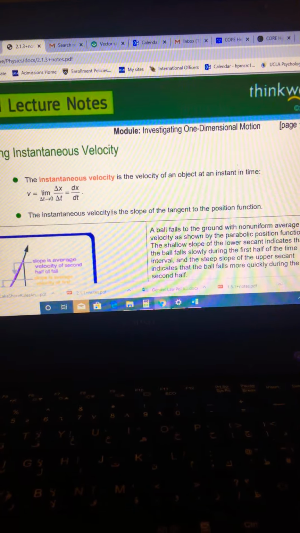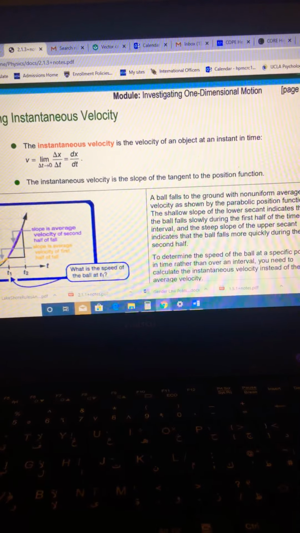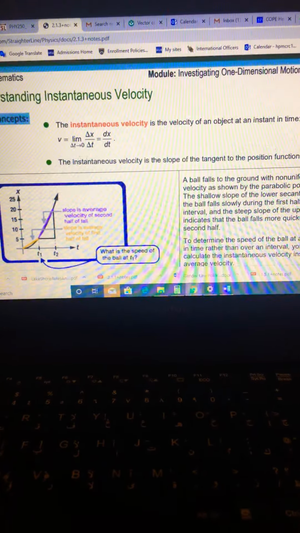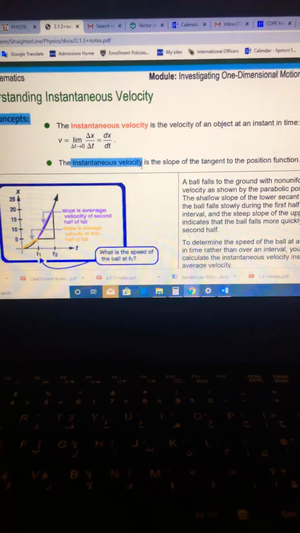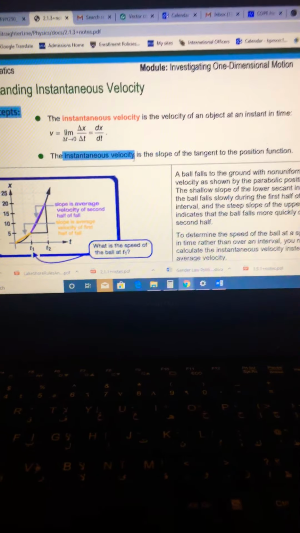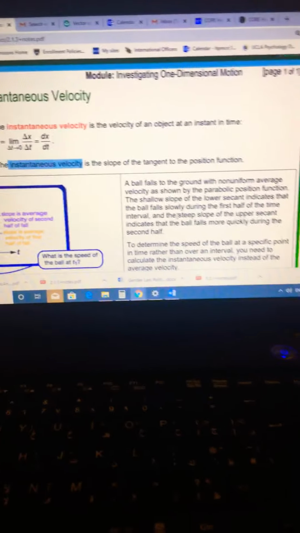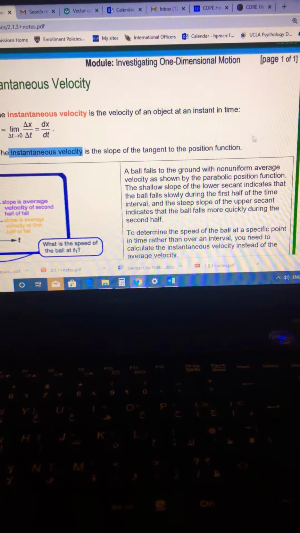The instantaneous velocity is the slope of the tangent line to the position function. So if we have the secant on the other side, that is the tangent line. So the instantaneous velocity is the slope of the tangent line. It's also important that we realize it's not the slope of the secant line, but the tangent line. The example we have is the ball.